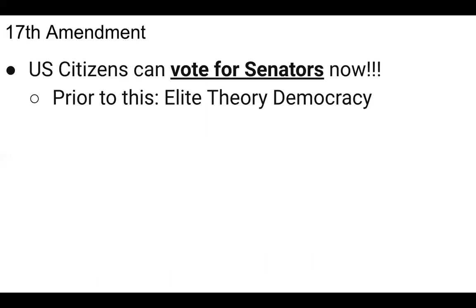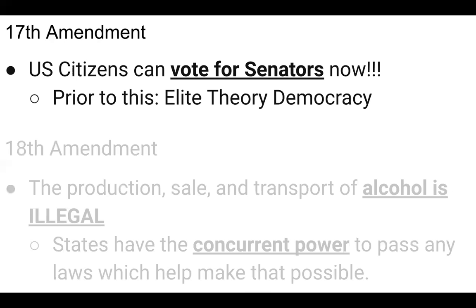Okay, 17th Amendment, real simple. You can vote for Senate now. Prior to this, you could only vote for the House of Representatives, right? 17th Amendment lets you vote for senators. Again, if you need a corny way to remember that, 17 senators, right? They kind of sound similar, at least more so than any other number would to the word senators. So 17 senators. And then we'll get to elite theory of democracy later, so don't worry about that. That'll make sense to you in like a month or two.